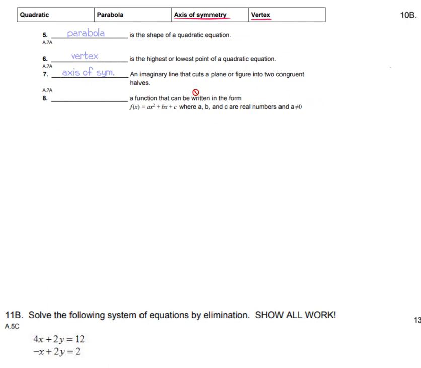Now, a function that can be written in the form ax squared plus bx plus c, where a, b, and c are real numbers, and a is not equal to 0, is called a quadratic. All right. So that's a quadratic, and we could go ahead and put quadratic in there as well. All right, quadratic. Without further ado, I'm going to move on to the next question, but you got the idea.